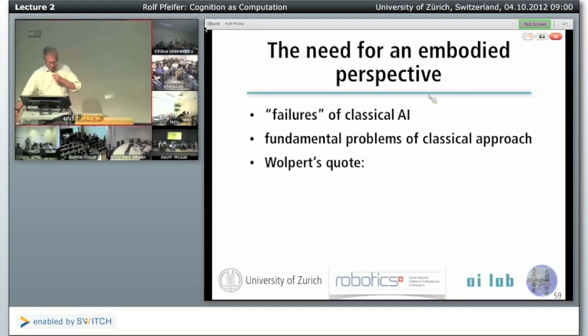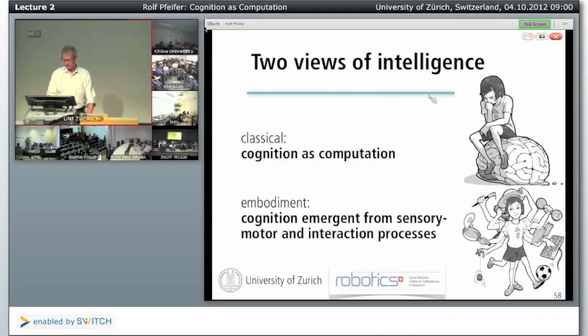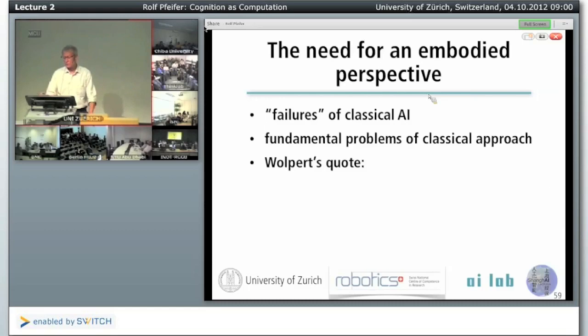Now, we looked at some of the failures of classical AI, which have to do, for example, with perception and action in the real world. And we looked at some of the fundamental problems. I mean, there are more. There's a literature about that. Now, if we look at the embodied approach, then we say, well, sensory motor and interaction processes. And before, we were talking about abstract problem solving, playing chess, making mathematical proofs. Now, are we just doing something different? Well, there is a very tight connection, and that's basically what the whole class is about, this connection.